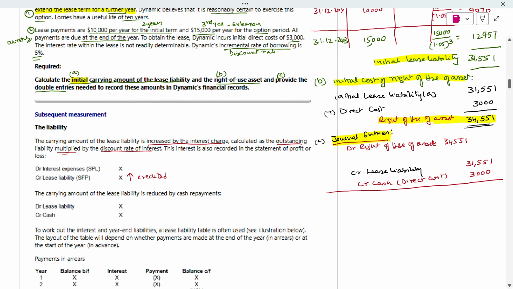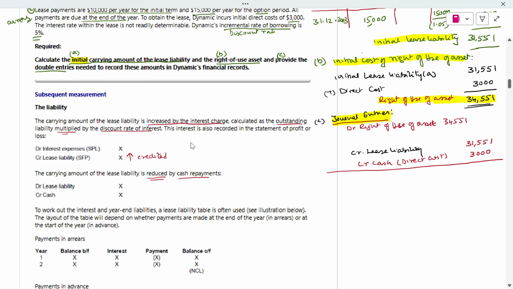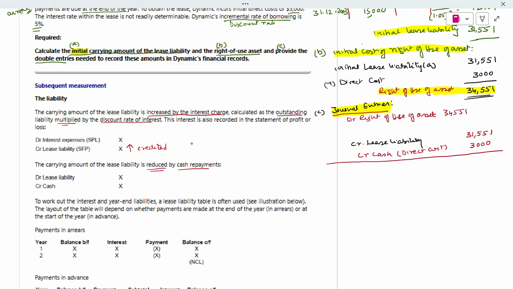It will be credited. Like that. Now I will show you. Is it right? Now when you pay the lease payment as a lessee, automatically what will happen? The liability will decrease. If the liability is decreasing, debit will be the lease liability, credit will be the cash. Okay, credit will be the cash.